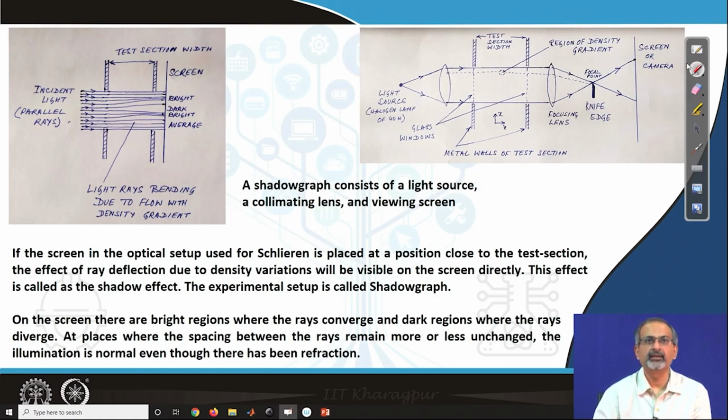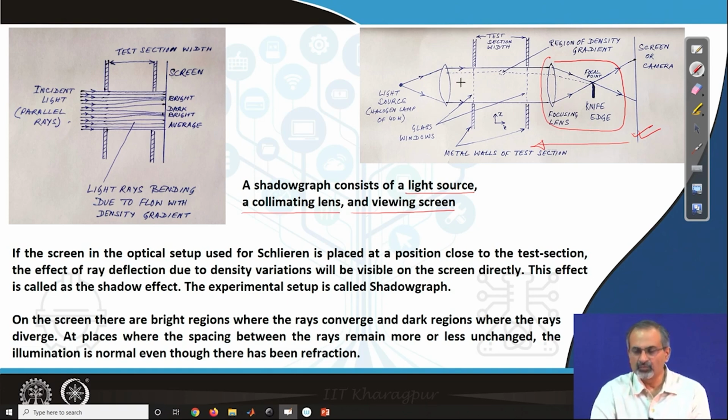Let us next look at shadowgraph. A typical shadowgraph system consists of a light source, a collimating lens and a viewing screen, apart from the test section of the wind tunnel, which is of interest to us. If you look at the Schlieren system, you do not have the part comprising the focusing lens and the knife edge, but you have a screen instead across the wind tunnel, and the screen is usually kept much closer to the wind tunnel test section.